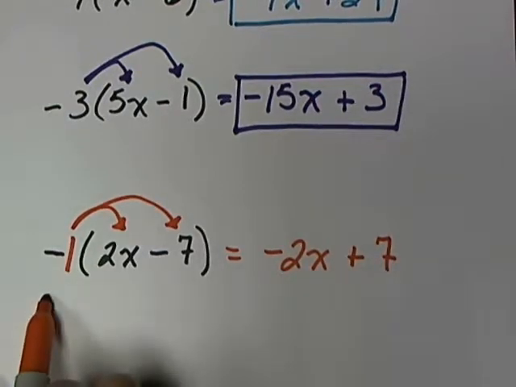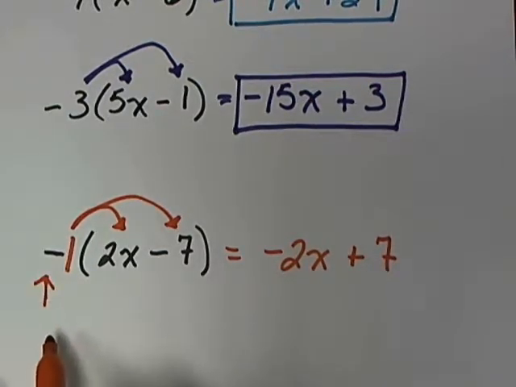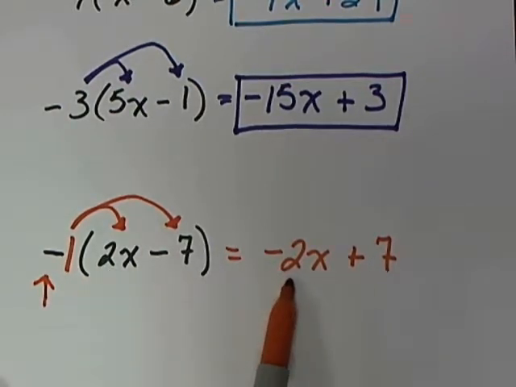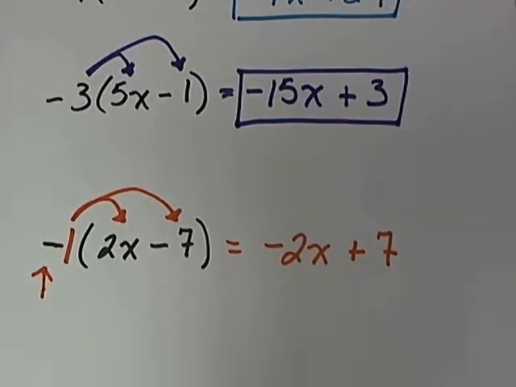So the negative sign out in front is saying to take the opposite of what's inside your parentheses. So the 2x was positive, it becomes negative. The 7 was negative, it becomes positive. It just changes all of the signs inside. We're going to use that concept in order to subtract polynomials.